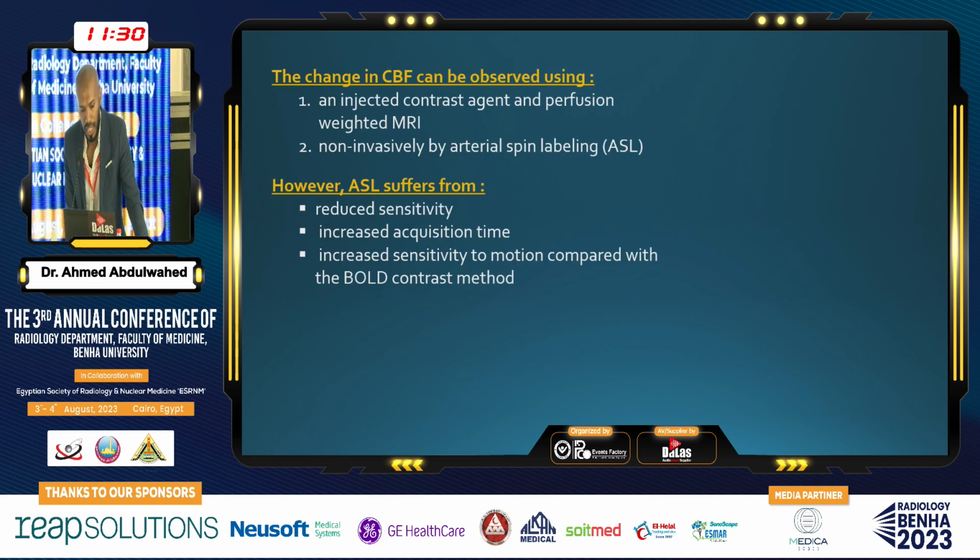This change in the cerebral blood flow can be observed using injected contrast material or non-invasively using arterial spin labeling. However, arterial spin labeling suffers from reduced sensitivity, increased acquisition time, or increased sensitivity to motion compared with the BOLD signal.